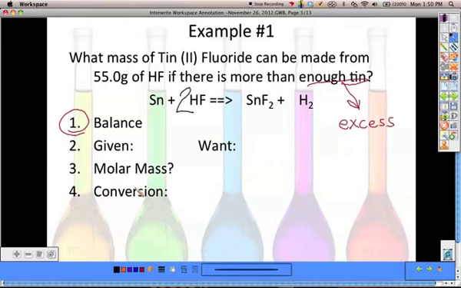Now we can identify what we have. So the excess information, I don't have to write that down. I do want to write down my given though, because that's where I'm always going to start. 55.0 grams of HF. And I want the mass, which is going to be in grams, of tin 2 fluoride, SnF2.